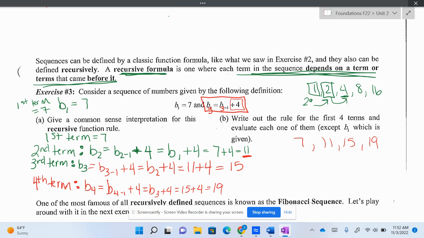So basically, that's right. Go ahead. Basically it's like b sub n equals b sub n minus 1 plus 4. Yes, that's exactly what it is.